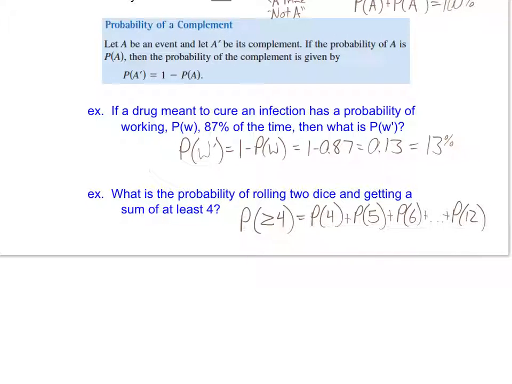Okay. So, let everyone catch up here. Alright, so here we have 9 different probabilities that we would have to figure out and then add them all together.